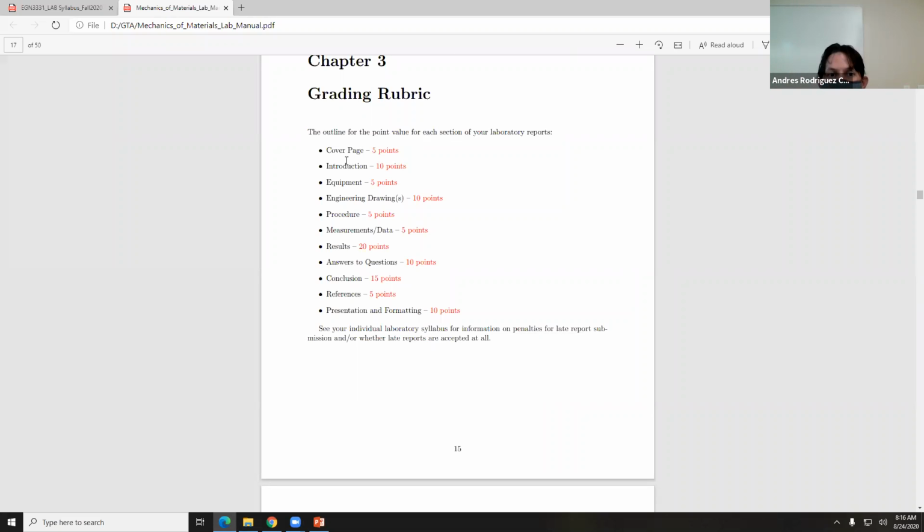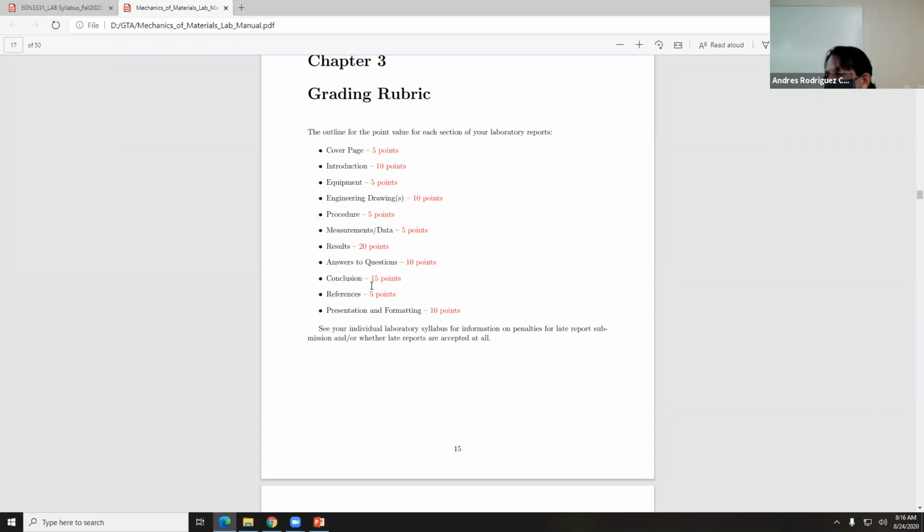So we are going to have a cover page, introduction, equipment, engineering drawings, procedures, measurements and data, results, answers to questions. Every test or every report is going to have like 3 or 4 questions that you have to answer. Very simple, related to the report. So, special considerations that some professors saw before. So what do you think about this? Is the Young's modulus affecting this? Something like that. So the answer to the question is going to be very important.